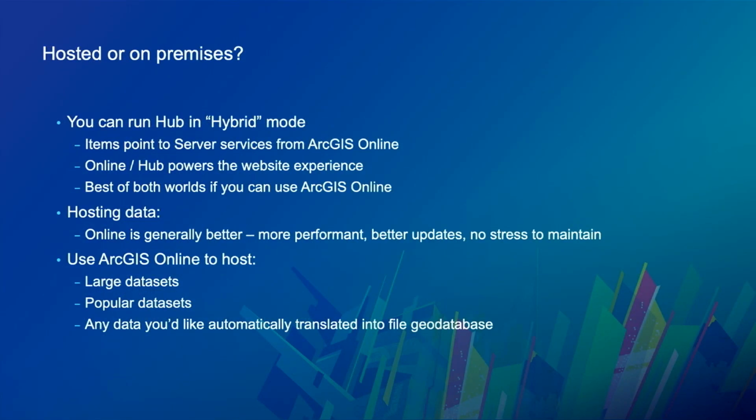I get asked this a lot, hosted or on-premise. Hub Online can run in a hybrid mode where your items in Online, you probably all know this, can point to your layers and servers that are on your network.